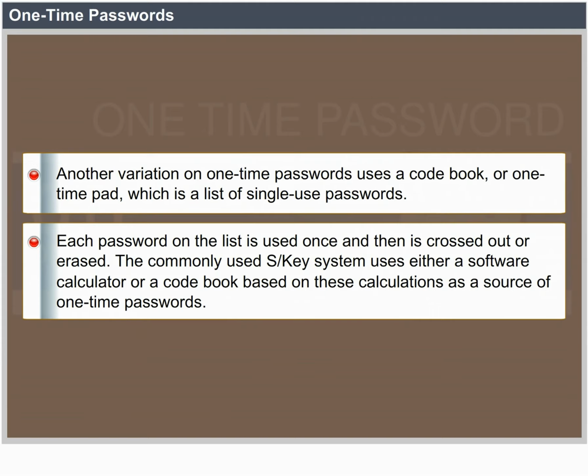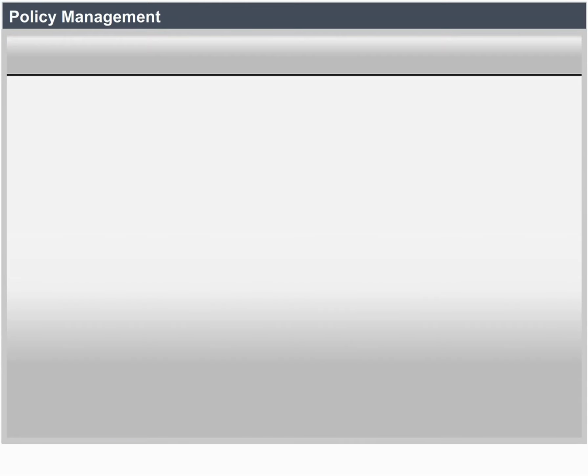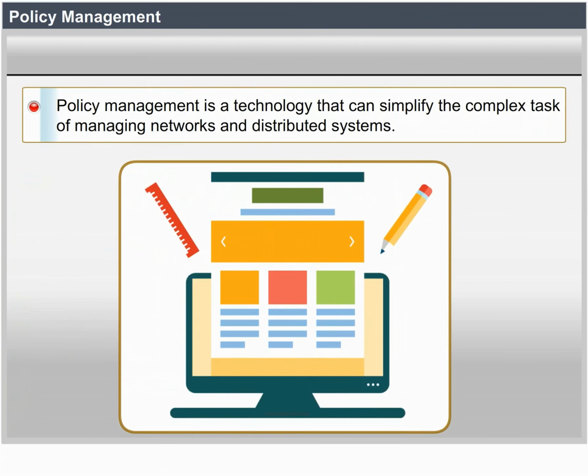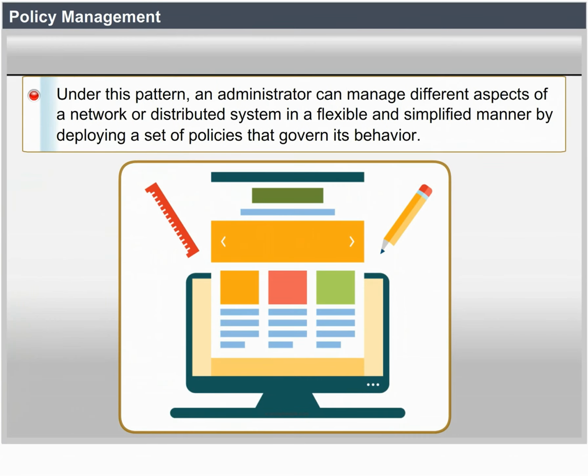Policy management. Policy management is a technology that can simplify the complex task of managing networks and distributed systems. Under this paradigm, an administrator can manage different aspects of a network or distributed system in a flexible and simplified manner by deploying a set of policies that govern its behavior.